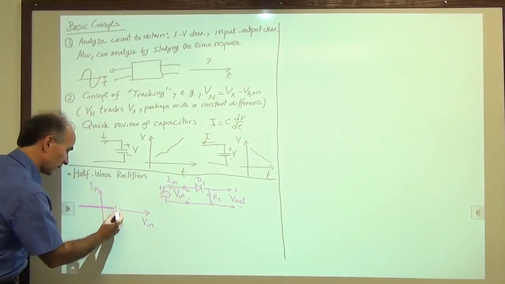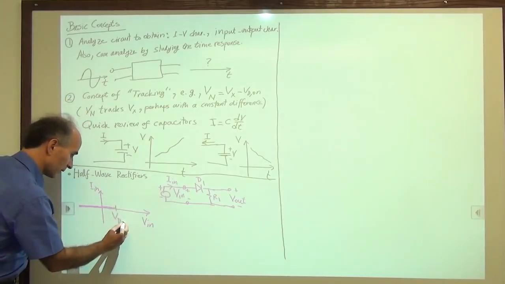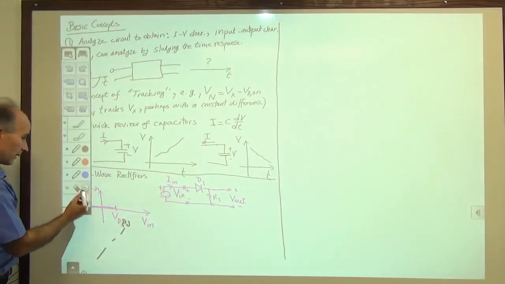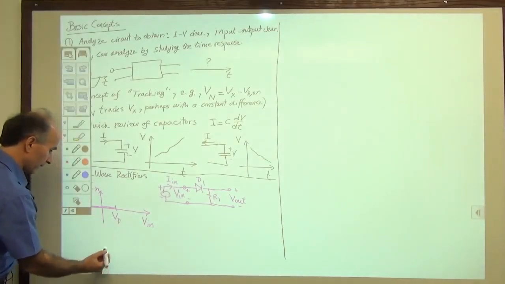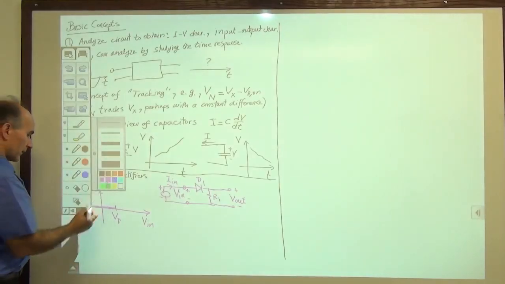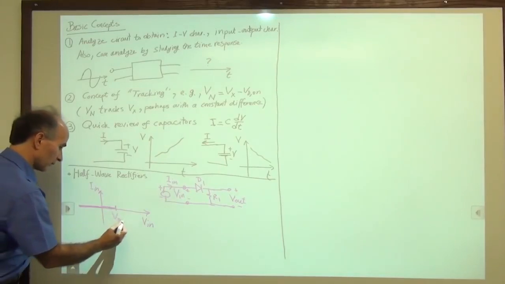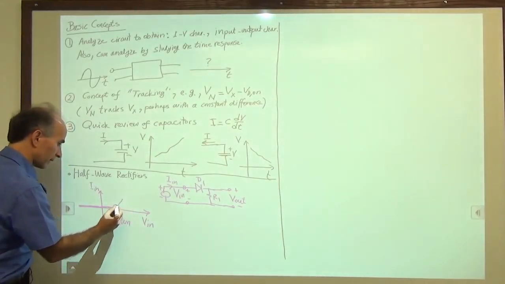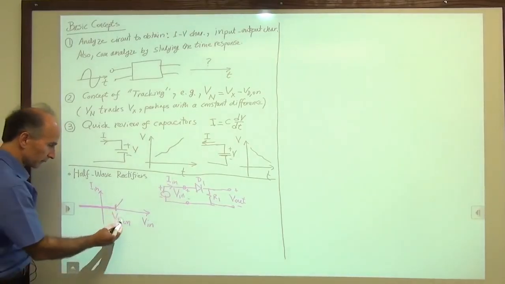So at VD on, the diode turns on. Okay, this pen had a hiccup in it. Let me erase and go back to this color. All right, so VD on, and then that's where the diode turns on.